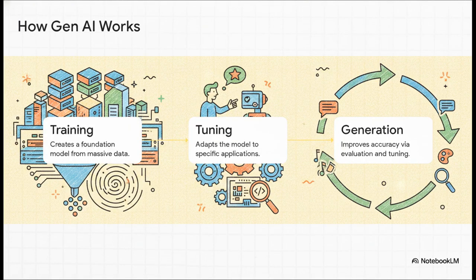So how exactly are they built? Well, it's basically a three-step engine. First up, training. This means processing terabytes of raw data to build a foundation model with billions of parameters. Second, tuning. Here we adapt the model for specific tasks using RLHF, reinforcement learning with human feedback, where human users essentially grade the output so the model gets better over time. And finally, you have a continuous loop of generation, evaluation, and further tuning to constantly refine that accuracy.